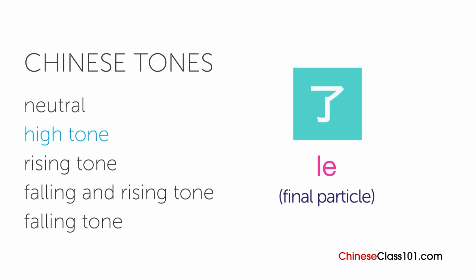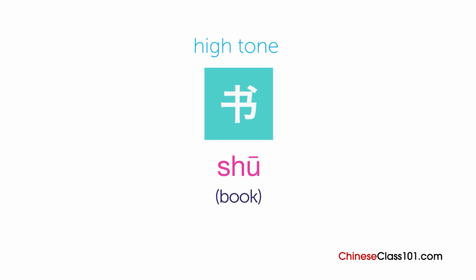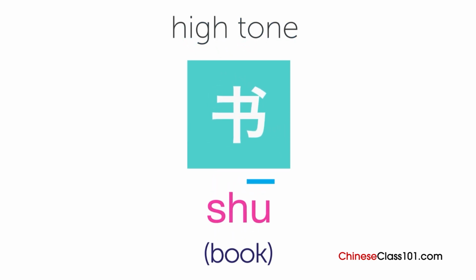All other tones are relative to the neutral tone. What this means is that a high tone is only high relative to the speaker's normal, neutral range. So the neutral tone is like the base for all other tones. Neutral syllables do not need to be marked with any accents in written notation. The first tone is the high tone. It's marked with a horizontal line above the letter.